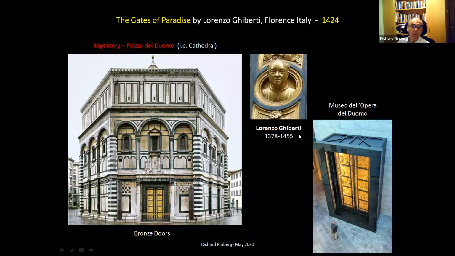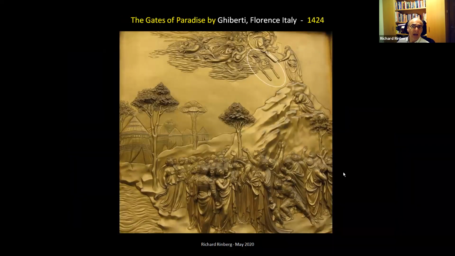And Ghiberti wins, and he actually produces some doors. They're now in the museum, in the Museum of the Opera del Duomo. And when Michelangelo sees them, he says, these are the gates of paradise. And they really are remarkable. They're considered probably the height of metalwork of the Renaissance era. He was a goldsmith. And this is one panel.